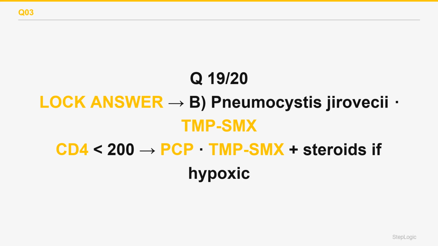Use the CD4 thresholds. Below 200, think PCP. Below 100, think Toxoplasma and Cryptococcus. Below 50, think CMV and MAC. Choice C, CMV, causes retinitis and colitis at CD4 under 50. The disc-shaped cysts on silver stain plus CD4 of 100 point directly to Pneumocystis.